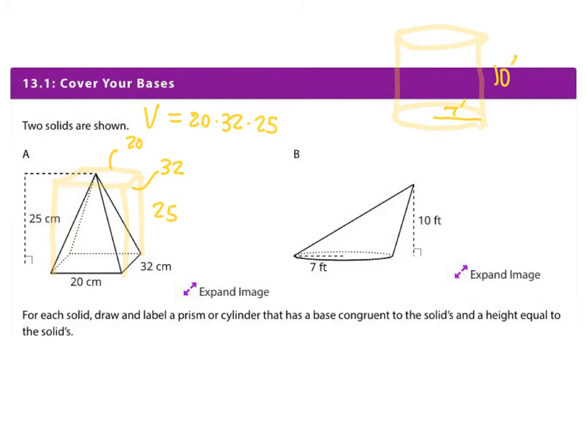What I'm not very good at is drawing an oblique one. Okay, don't judge me. I have a radius of 7 feet and a height of 10 feet. Not bad. The volume here would be pi r squared times h. Cool, let's move on.